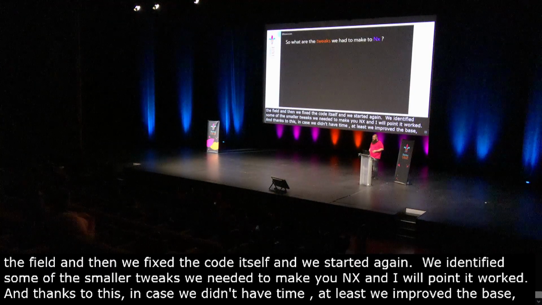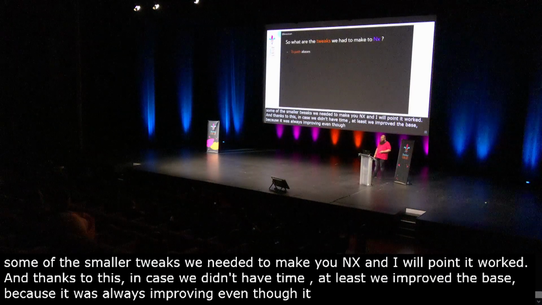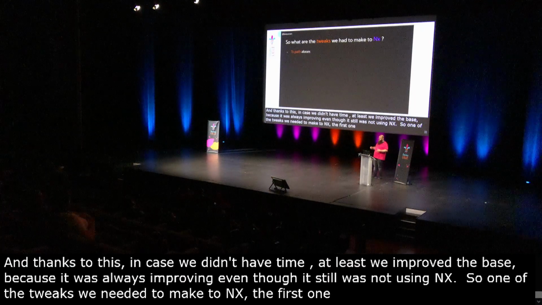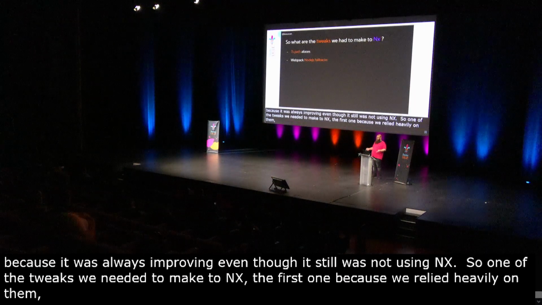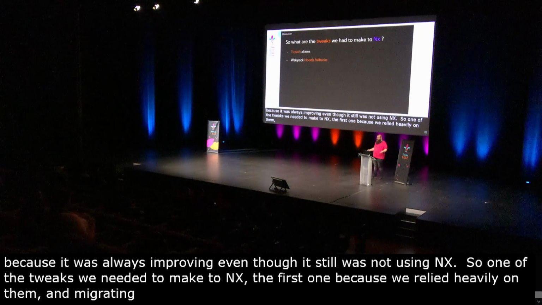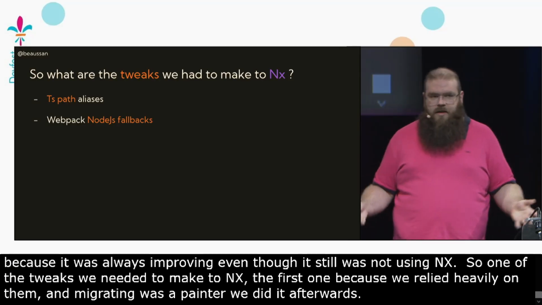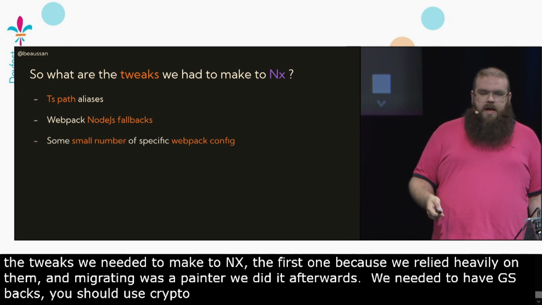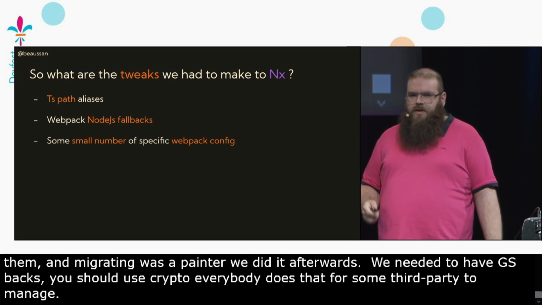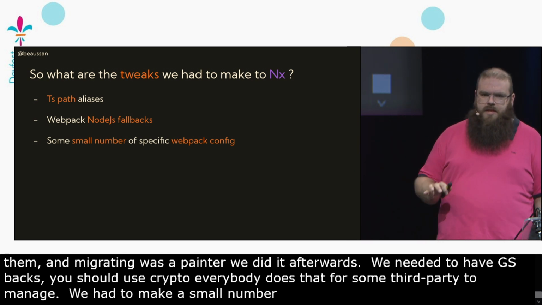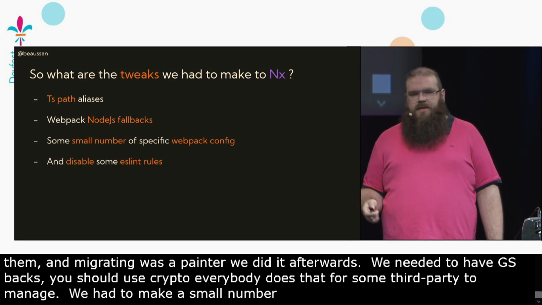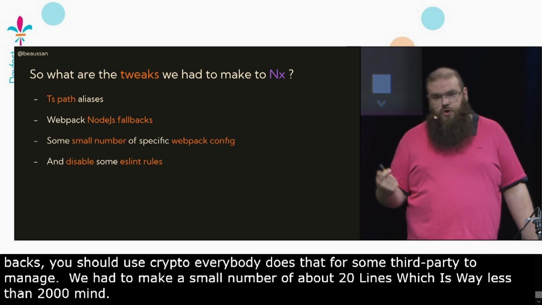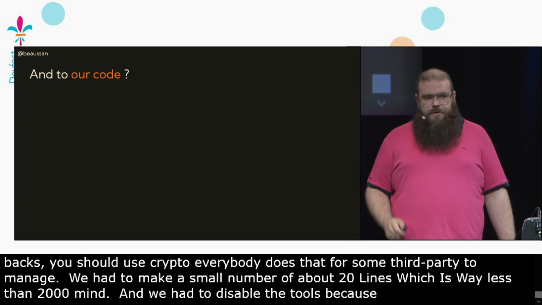And so what are the tweaks we needed to make to NX? The first one was TS path aliases, because we relied heavily on them, and migrating them was a pain, so we did it afterwards. We had to add Node.js fallbacks, because even though no front-end, in theory, should use crypto or HTTP, everybody does that for some third-party dependencies they don't manage. We had to make a small number of Webpack configs, about 20 lines, which is way less than nearly 2,000 lines. And we had to disable ESLint rules, because it turns out NX ESLint was way stricter than ours, for good reason.